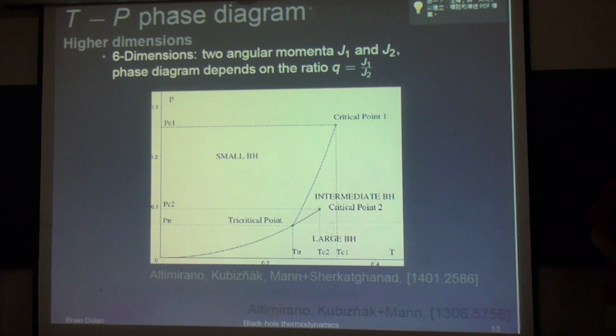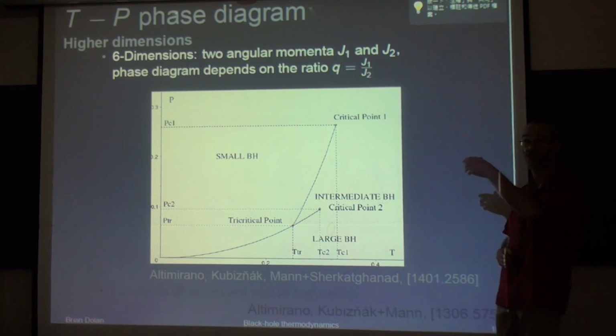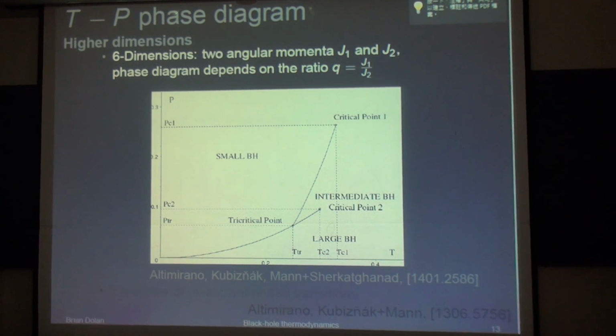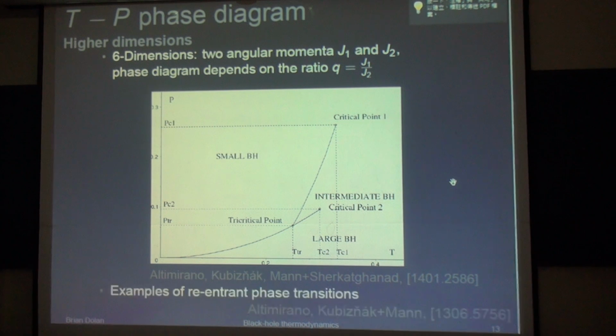There are also examples of re-entrant phase transitions, where you go from one phase to another and then back to the original phase just by changing a single parameter. So in higher dimensions it gets quite rich structures. There are examples of re-entrant phase transitions in higher dimensions as well.